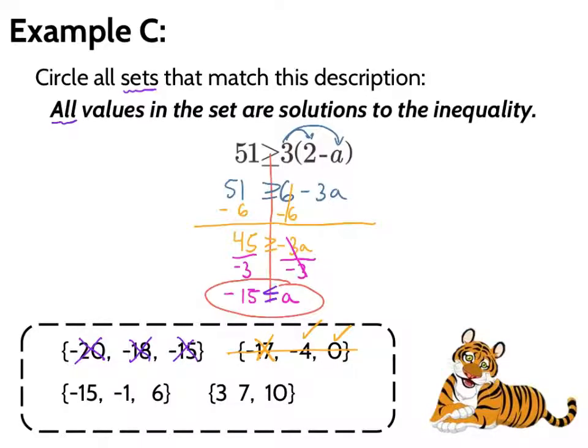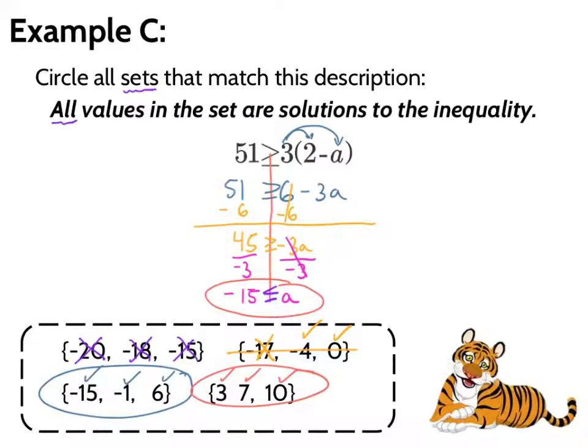Let's take a look at the next one. Negative 15 greater than or equal to. It is equal to, so that matches. Negative 1 is greater than, and 6 is greater than. Since all three numbers in the set match, this one is a correct answer. And the last one we check is 3 greater than or equal to, yes. 7 greater than or equal to, yes. 10 greater than or equal to, yes. And since all three match, the entire set is correct. So notice when we're talking about sets of solutions, every single number in the set has to be a solution for the answer to be correct.